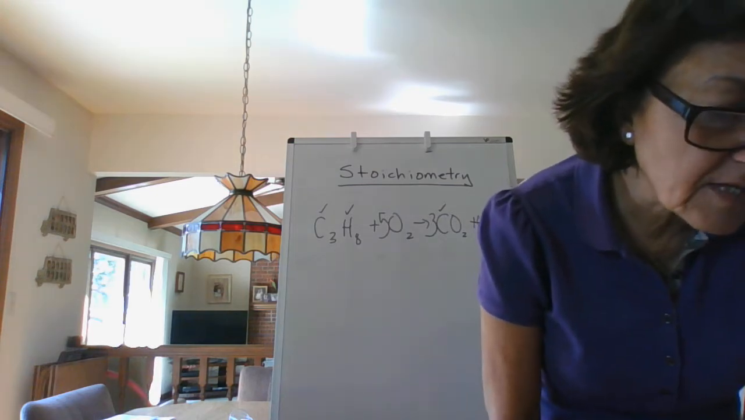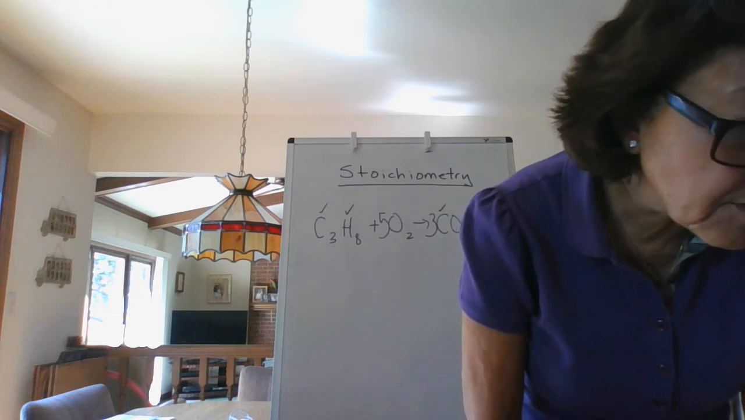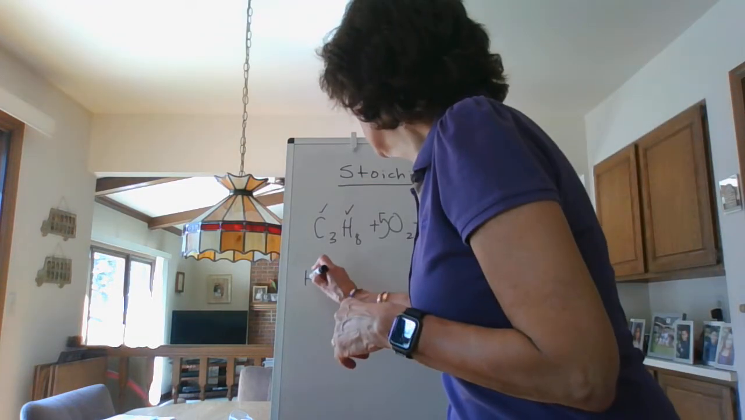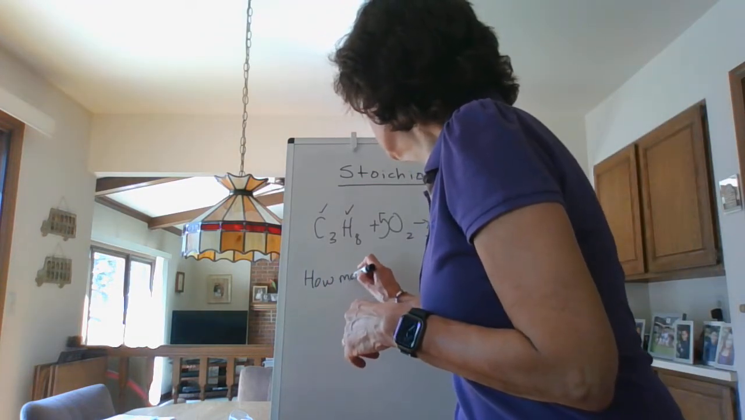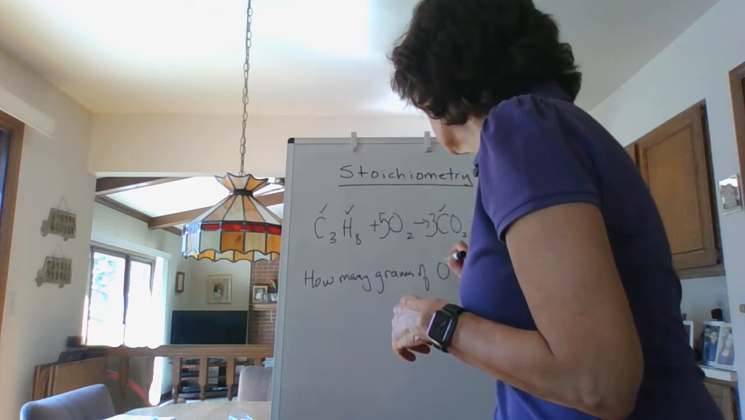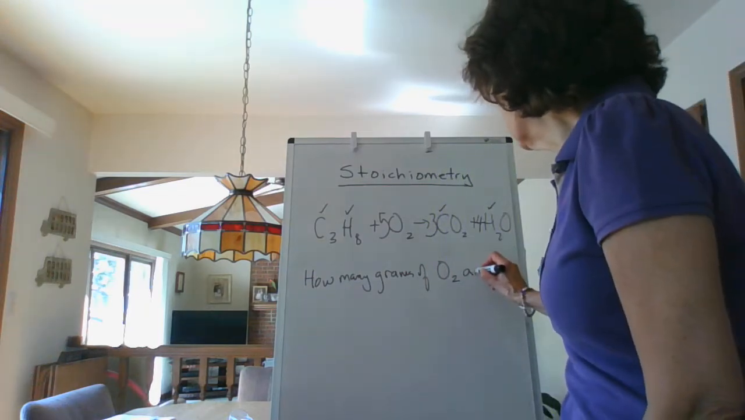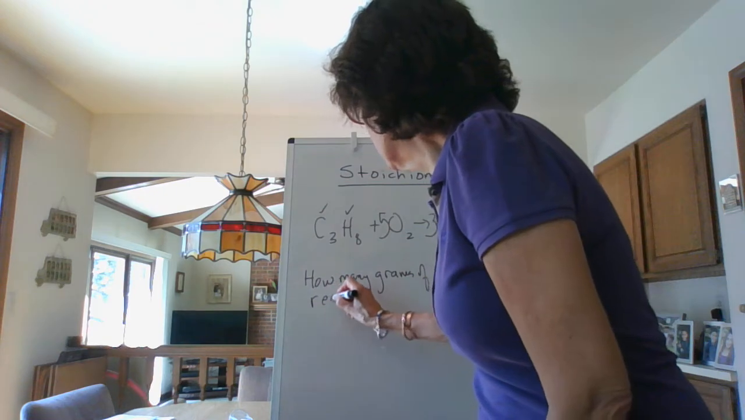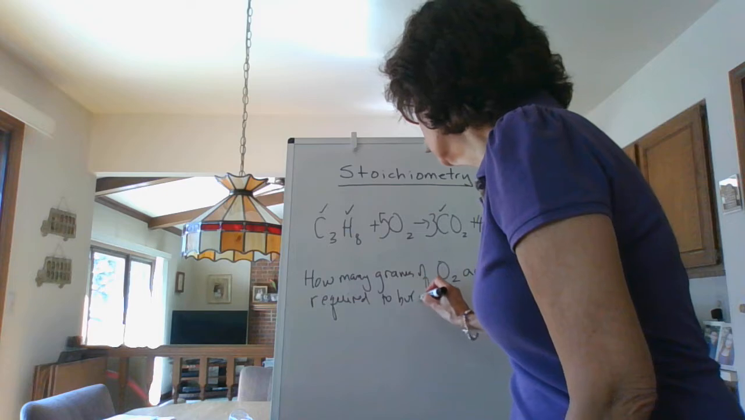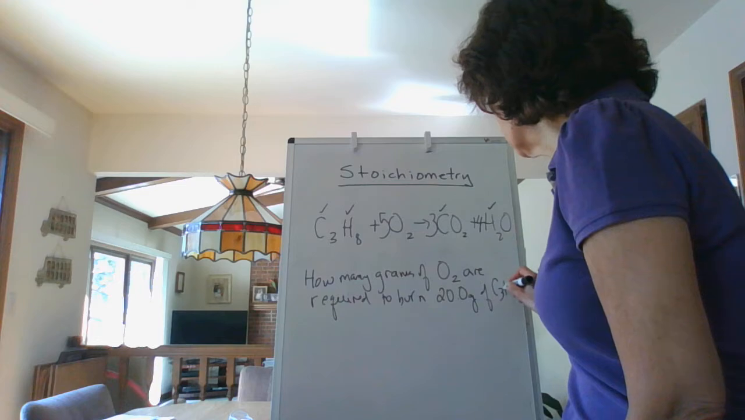And let's see what the problem says. How many grams of oxygen are required to burn 20.0 grams of propane, C3H8.